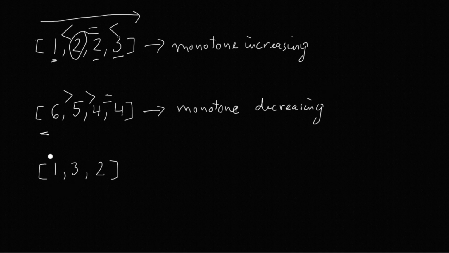In the last case, when we loop through this array, let's say we are at 3. 3 is greater than 1. But when we move to this position, 2 is less than 3. So this array is increasing and then decreasing. So it's not constantly increasing or constantly decreasing. So in this case, this array is neither monotone increasing nor monotone decreasing.